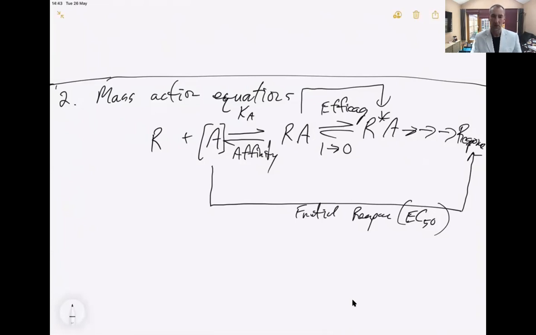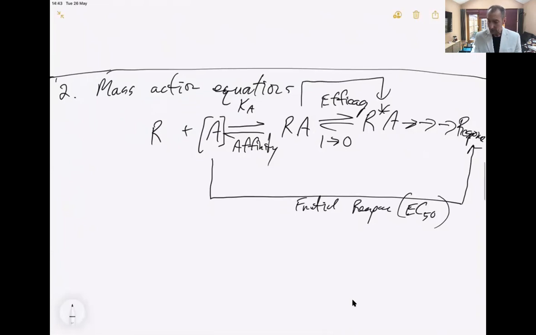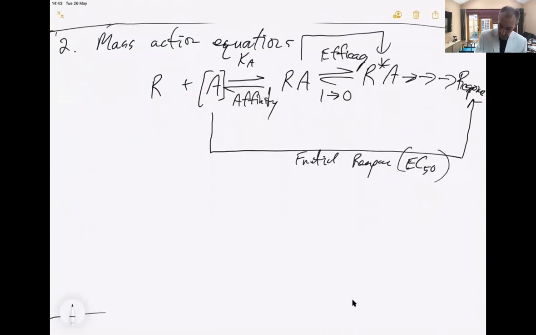Why would anybody want to know affinity? It used to be the only way that we pharmacologists could classify receptors was by affinity. But because agonists are complicated by this efficacy term, what they did was they used the affinity of antagonists. The way that you could directly determine the affinity of an antagonist is if you had it radioactive.